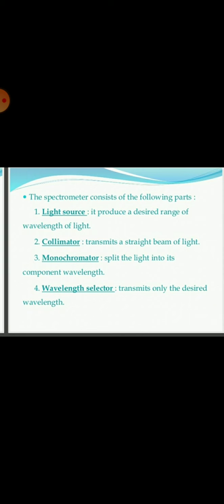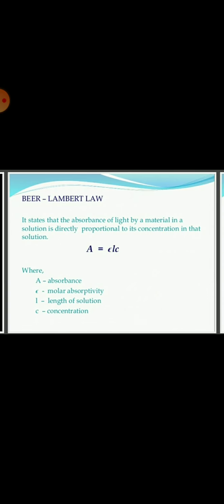The spectrometer consists of the following parts, same as that of the colorimeter. First there will be a light source. It produces the desired range of wavelength of light. Then there will be a collimator, which transmits a straight beam of light like a lens. You have seen in the colorimeter there was a lens after the light source to make it parallel. Then the monochromator splits the light into component wavelengths. We have to make it monochromatic light, right? Then the wavelength selector transmits only the desired wavelength.